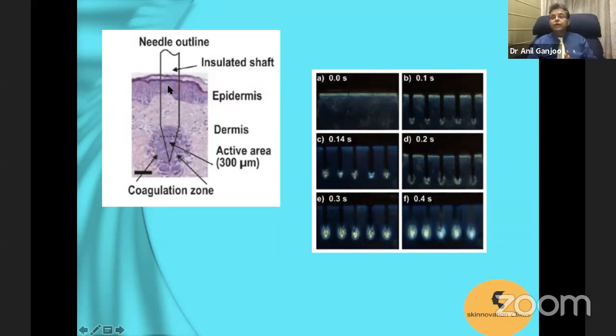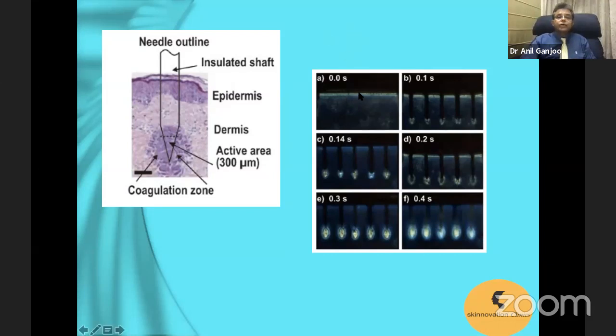So the downtime is extremely low. There is no effect on the superficial surface of the skin at all, and the patient gets a good enough effect. Also, the time for which the electrical energy is delivered into the skin will determine the amount of coagulation that you will produce within the skin.